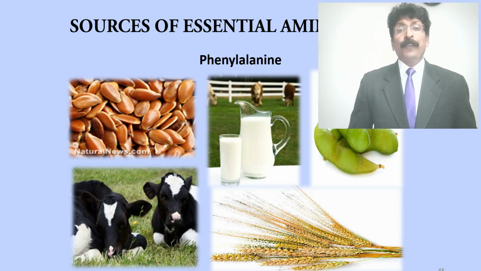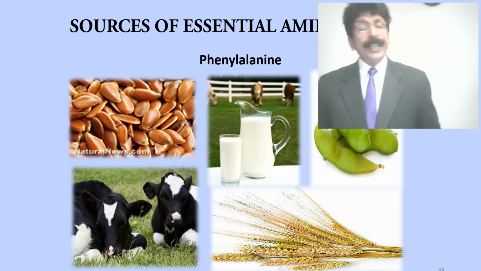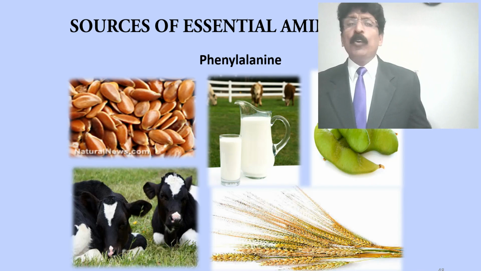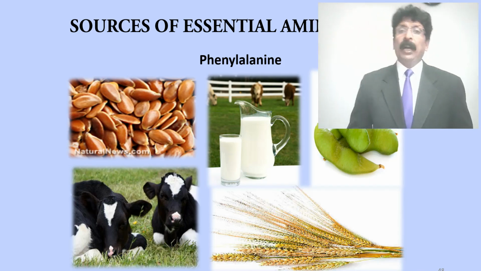So phenylalanine is usually present in linseed, milk, wheat. It's present in most vegetables, even in beans. Specifically, we are giving some sources here.